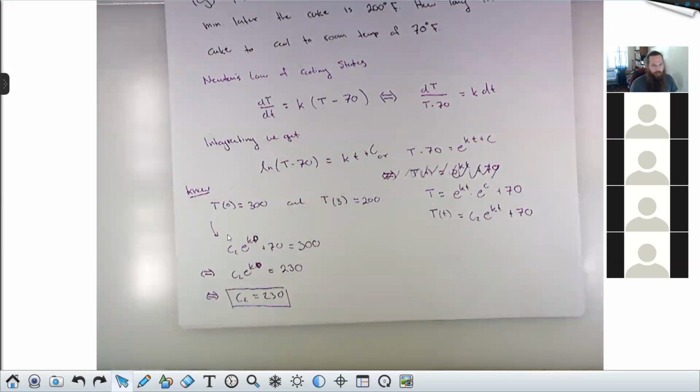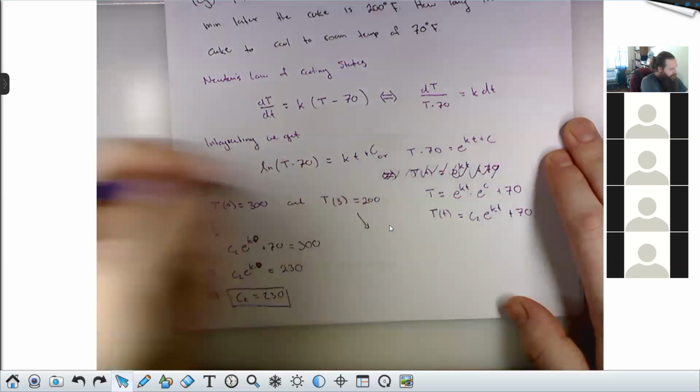So we plug in 0 for T, and we set that equal to 300. That's using this information. E to the k times 0 is e to the 0, which is 1. So this piece is just c2 times 1. So c2 is 230. Now I can use this other boundary condition to solve for k.